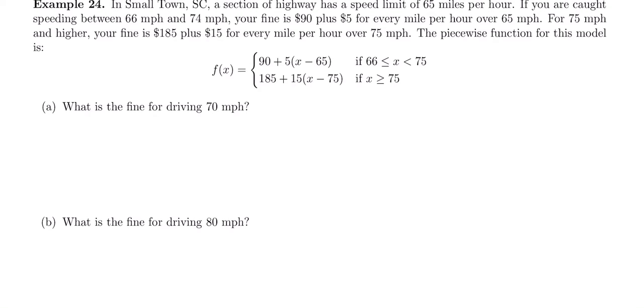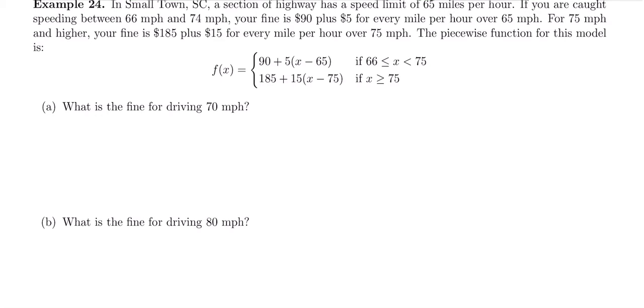If you're caught speeding between 66 and 74 miles per hour, your fine starts at a base, your initial value, $90, plus $5 for every mile per hour over 65. If you're doing 75 miles per hour and higher, so over 10 above, your base, your initial fine, is starting at $185 plus $15 for every mile per hour over 75.